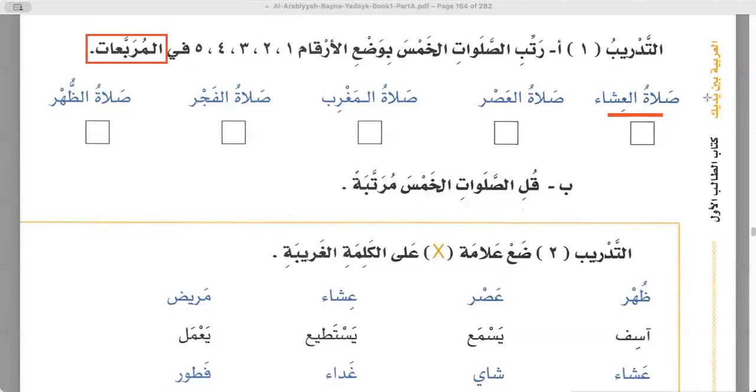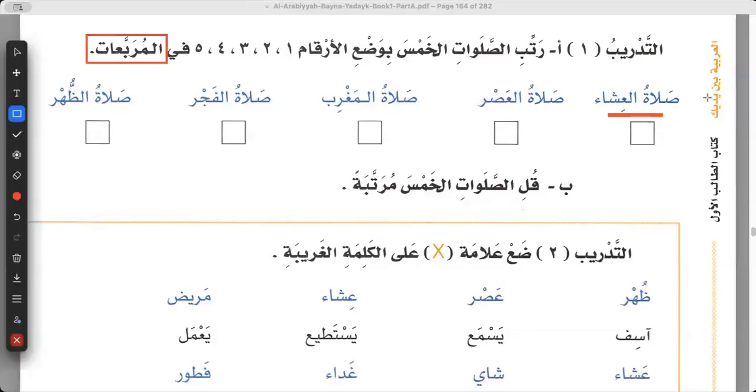So maybe somebody will tell me, Salatul Isha is which number? Salatul Isha is which number? 5. Barakallah. Yes. Then Salatul Asr.